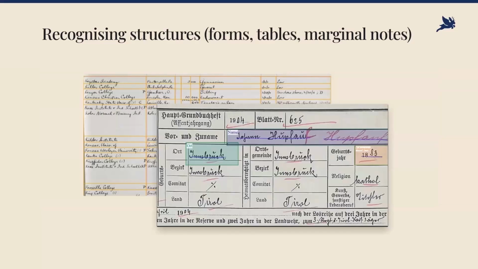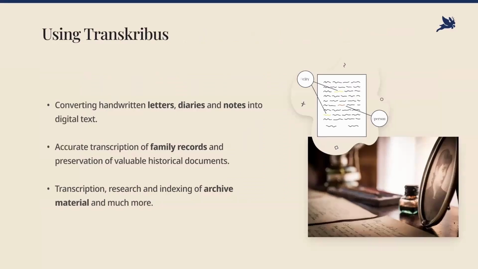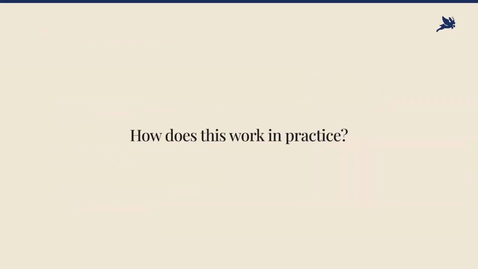And often you don't just work with continuous text, but also with forms or tables. And so we are also able to extract this data in structured form, especially with tables and forms. You need to have the context of where the information is on the page. So this you can also do with Transkribus. So basically about using Transkribus, you can use Transkribus to convert handwritten letters, diaries, or notes. Of course, also for genealogy, especially important, the transcription of family records or other valuable historical documents. And with Transkribus, you can also do research and indexing of archive material and much more.